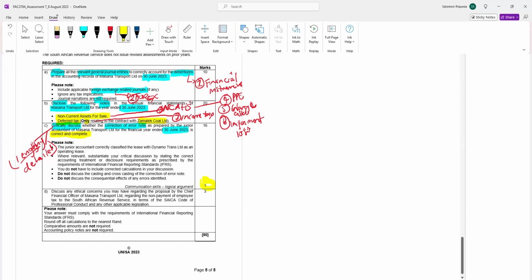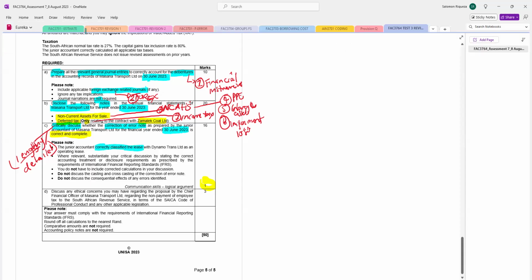And then we continue. So it then says, please note the junior accountant correctly classified the lease with Dino Motrans Limited as an operating lease. Where relevant, substantiate your critical discussion by stating the correct accounting treatment or disclosure requirement as prescribed by the requirements of International Financial Reporting Standards.